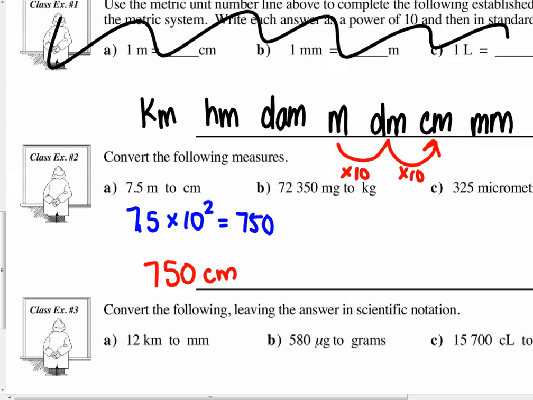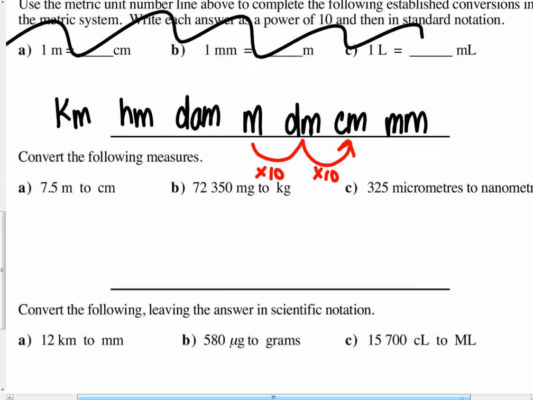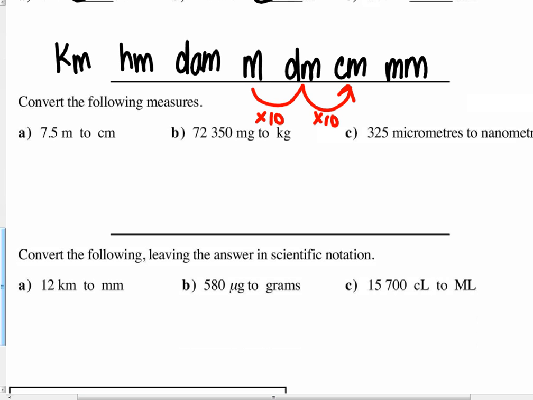Okay? I find moving the decimal place a lot easier. Metric, base 10, is so lovely. It makes sense. There's no consistency with the imperial. Right? Just annoying.